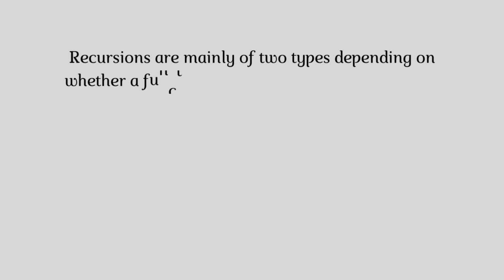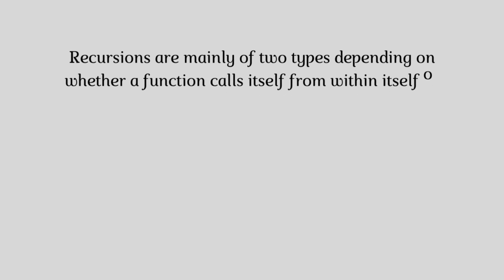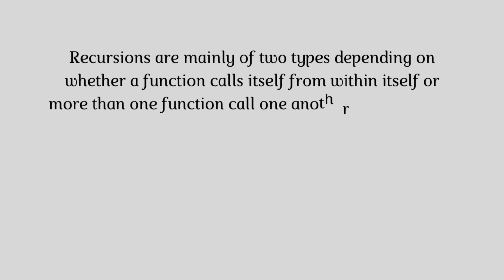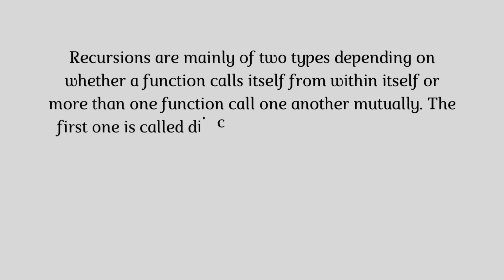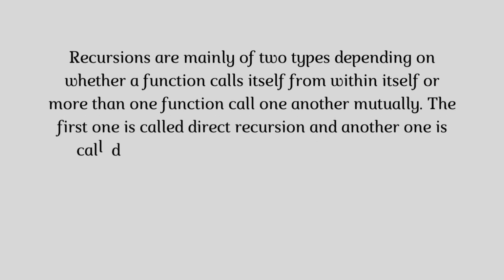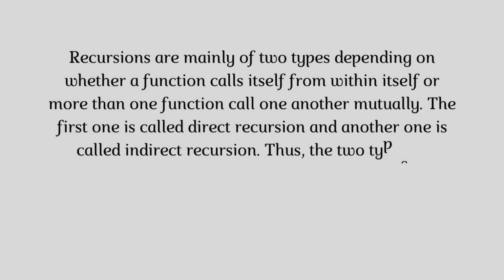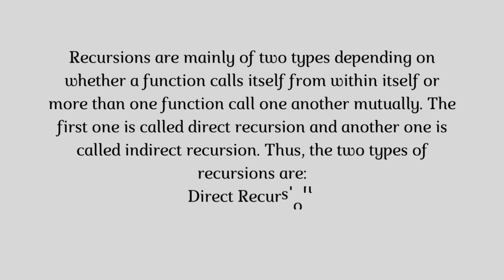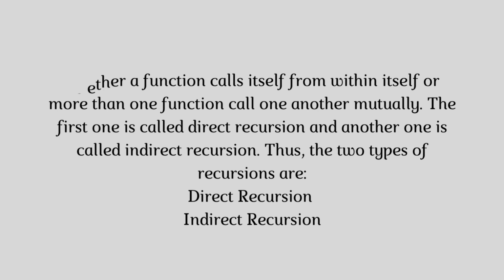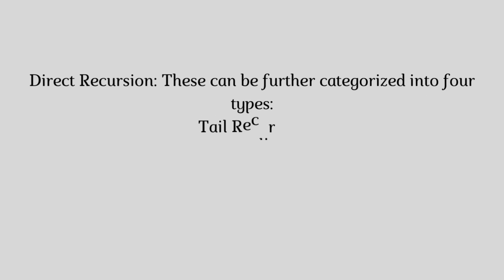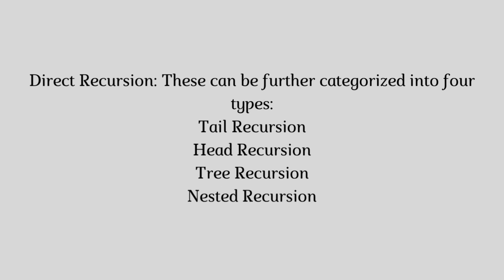Types of recursions. Recursions are mainly of two types depending on whether a function calls itself from within itself or more than one function call one another mutually. The first one is called direct recursion and another one is called indirect recursion. Thus, the two types of recursions are direct recursion and indirect recursion. 1. Direct recursion. These can be further categorized into 4 types. Tail recursion, head recursion, tree recursion, nested recursion.